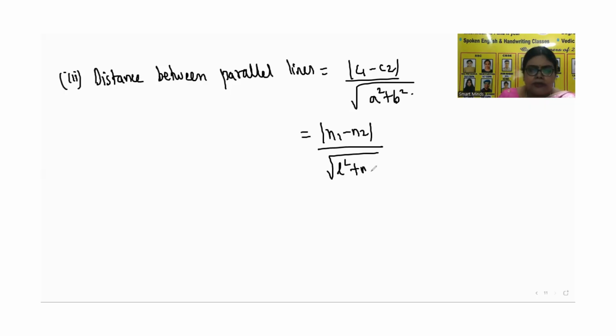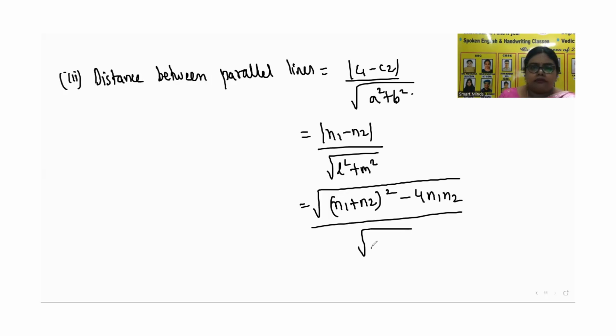So L square plus M square. Now again we know that a minus b can be written as root over a plus b whole square minus 4ab. So this I can write as root over n1 plus n2 whole square minus 4 n1 n2 by root over L square plus M square.